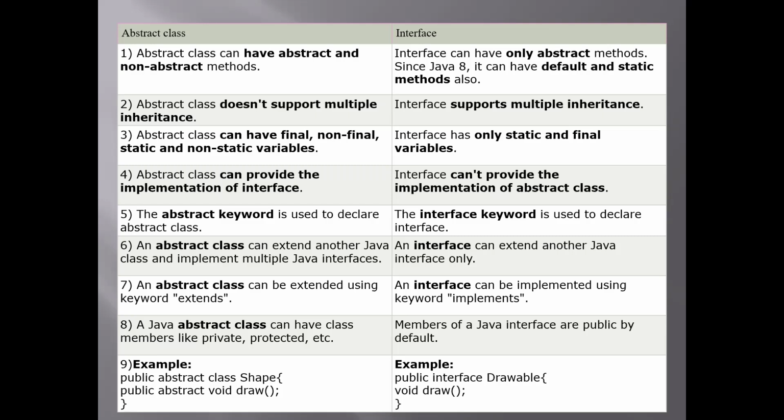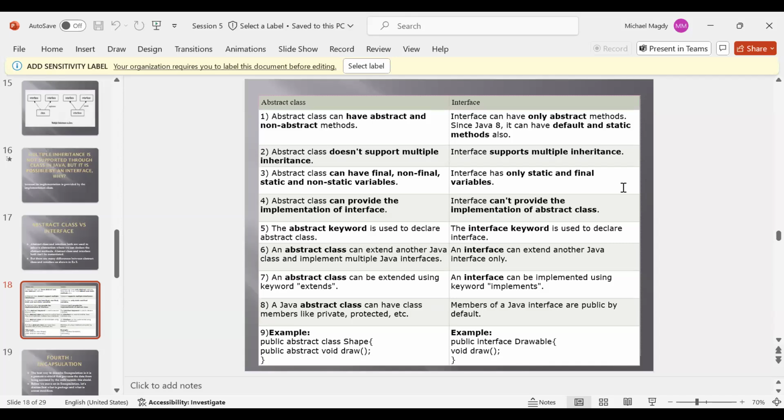Point number eight, abstract class can have class members like private, protected, and so on. But in interface, all members are public by default. That's all. That's a comparison between abstract class and interface. I hope it's clear. If you have any questions, please ask me. I think I covered everything.